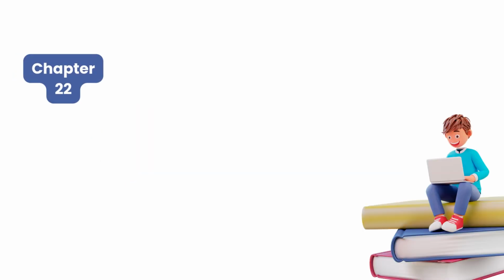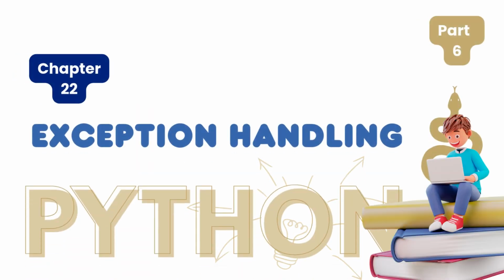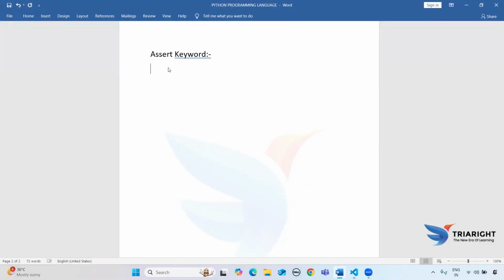In this session, we are going to learn what the assert keyword is in Python. Till now, we have already covered what an exception is and how to handle it with the help of different blocks: try block, except block, else block, and finally block. We have also seen how to create our user-defined exception. Now we're trying to understand the assert keyword.